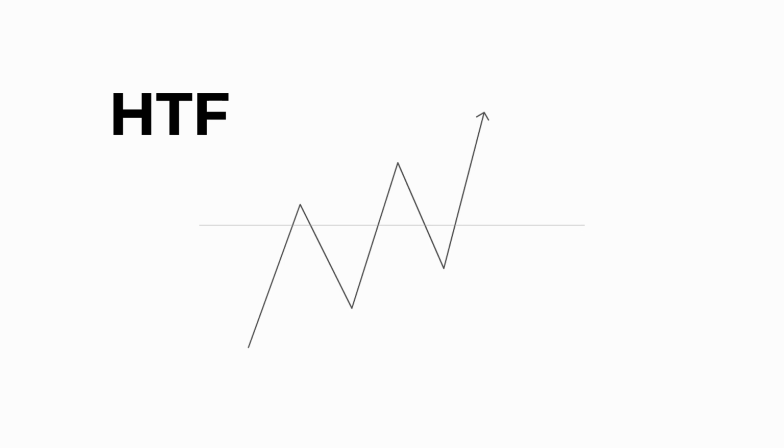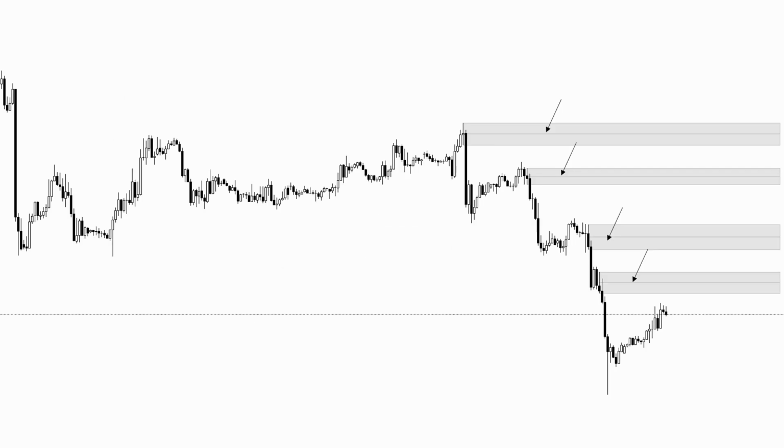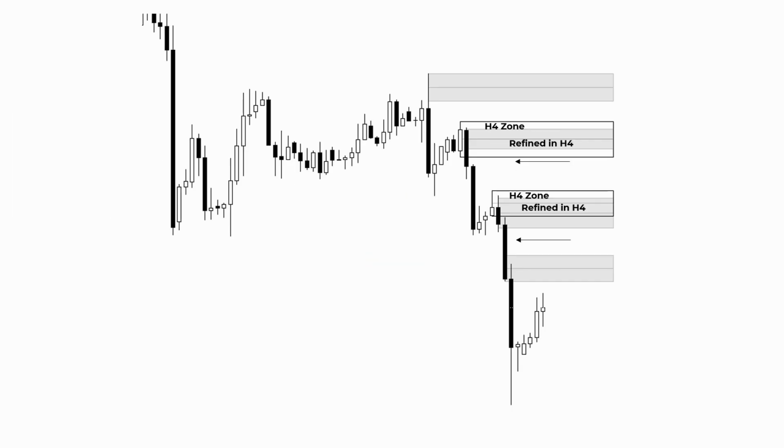A common mistake traders make is zooming in too far. For example, if you're trading a trend that is clearly visible on the 4-hour time frame, but you're only focusing on 5-minute or 15-minute zones, you can easily miss the bigger picture. Take this example. On the lower time frame, you may see multiple supply or demand zones and naturally start asking which one is the correct zone to sell from. But when you zoom out to the 4-hour time frame, you'll often find that only 1 or 2 of those zones actually sit within a major higher time frame area of interest.